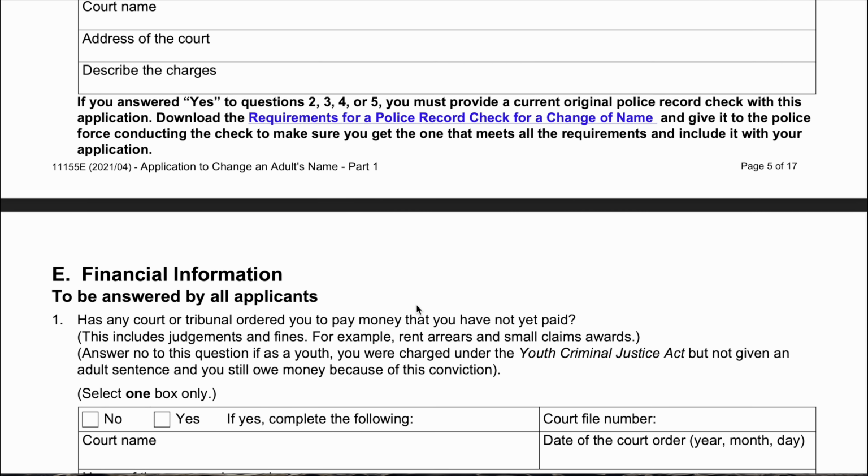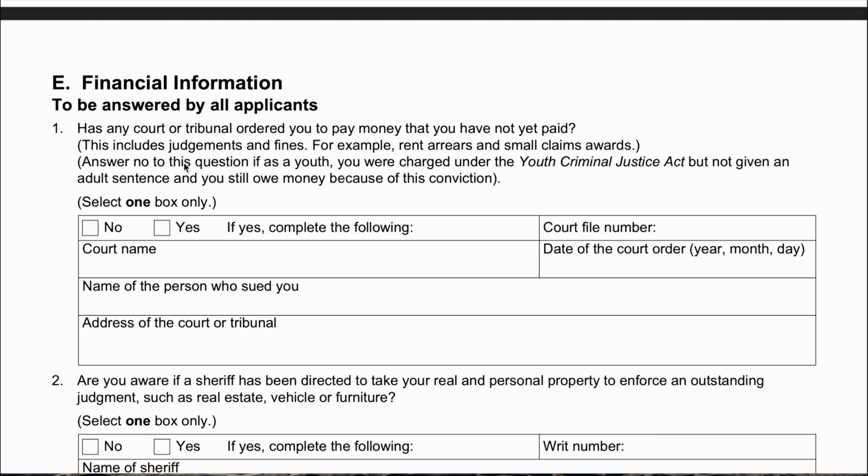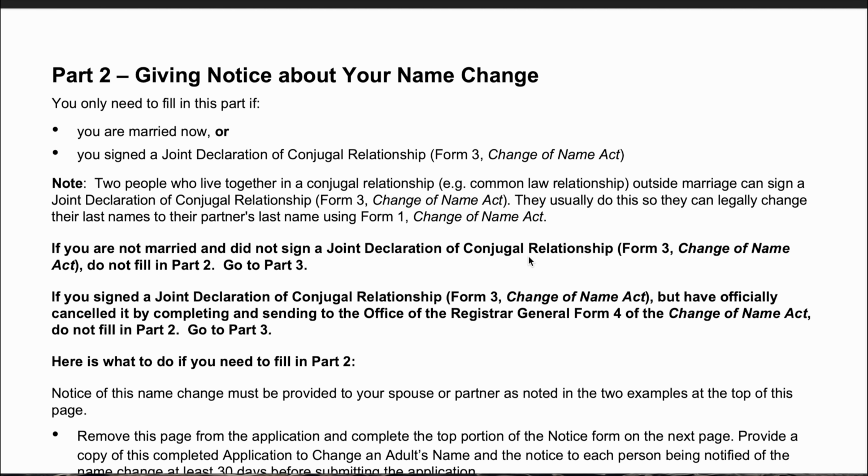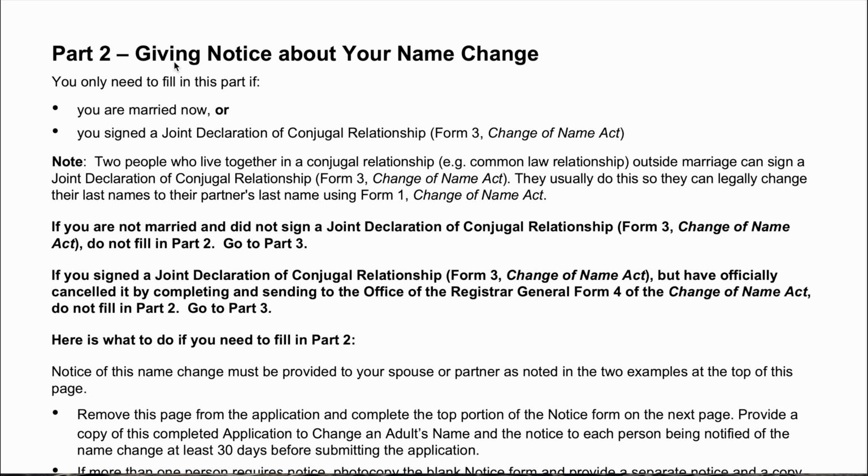Next is financial information. Again, if it's no, you're good, but if it's yes, then you have to fill in all the information, like code, file number, code name, and everything. And then part 2. So this is giving notice about your name change.